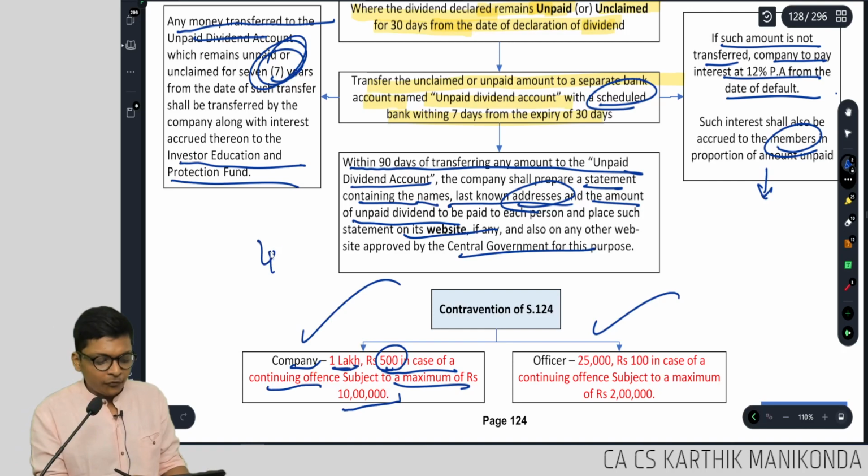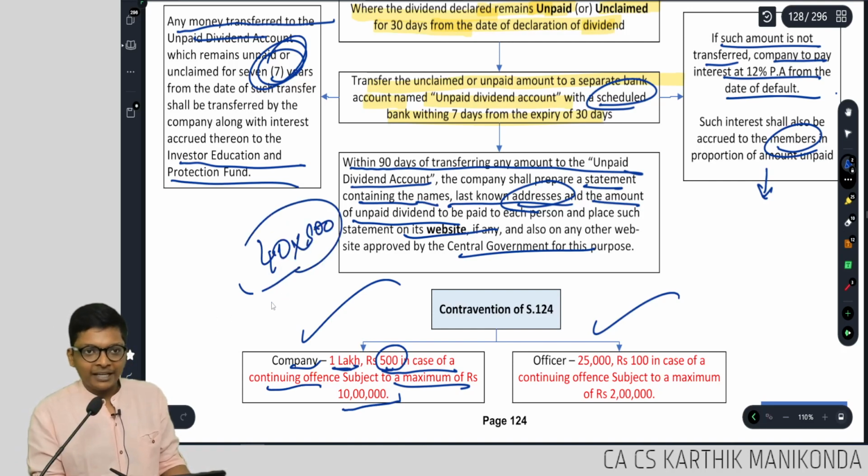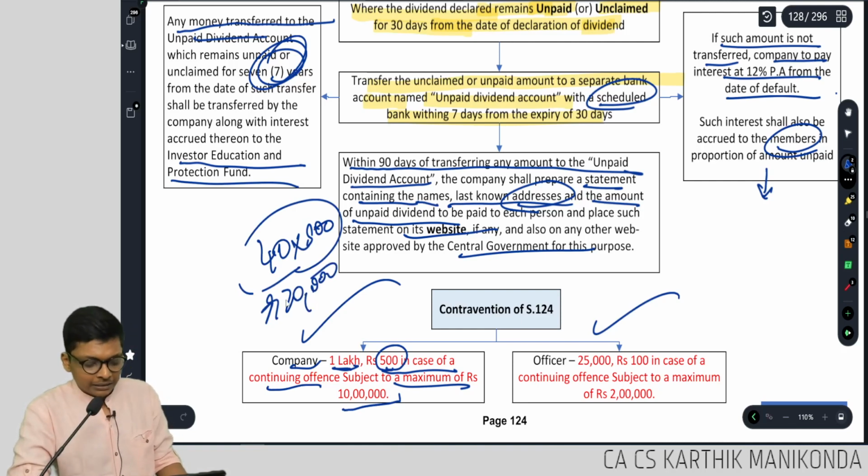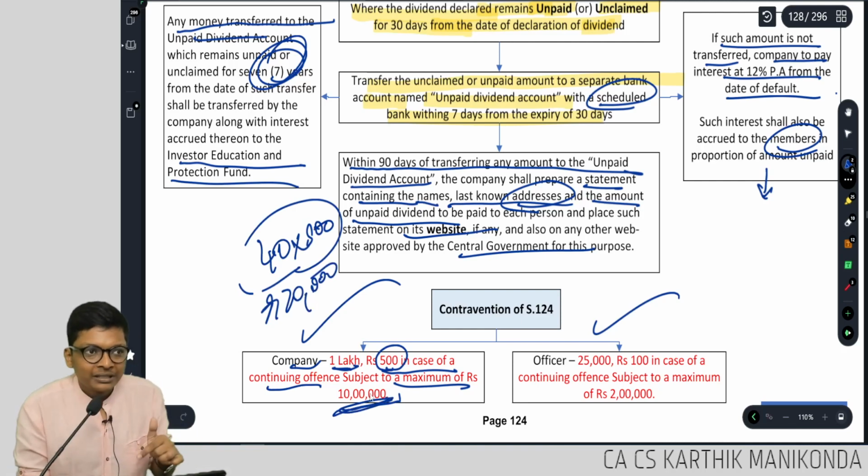Sir, I delayed by 40 days. Then 1 lakh plus 40 days into 500. How much will you get? 20,000. Are you following? This can go up to 10 lakhs.